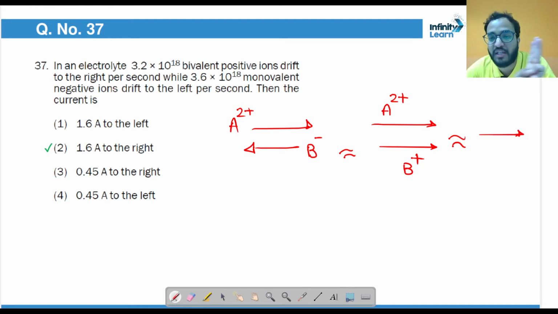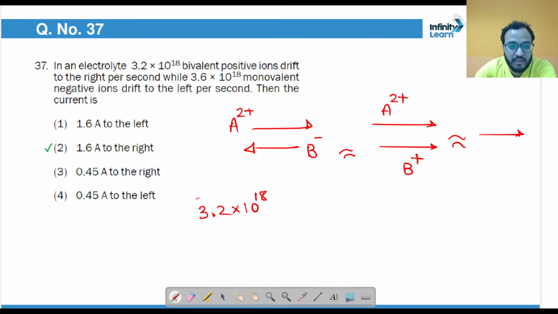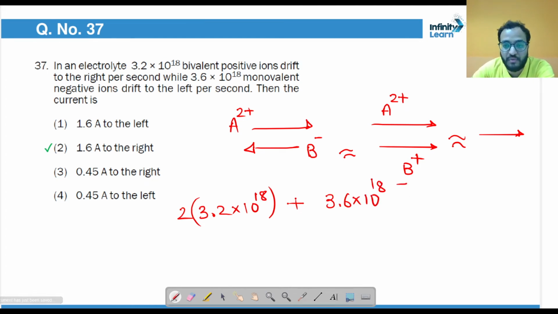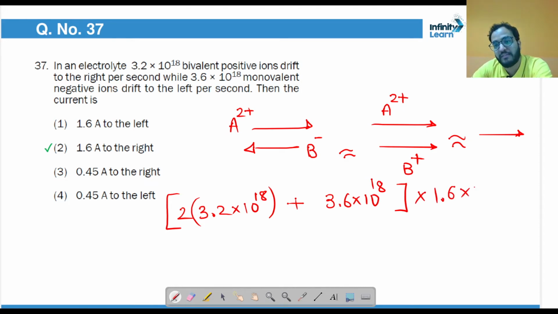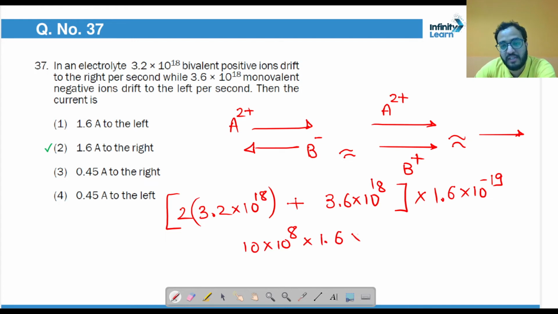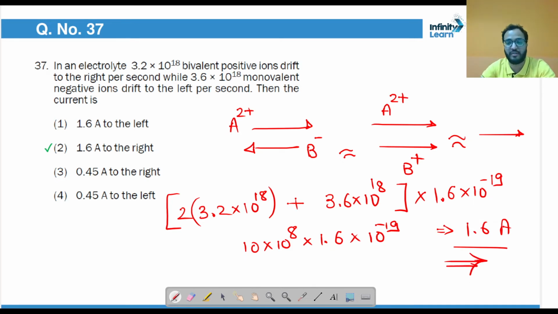That means positive charges are going in this direction. So let's say A2 plus, how many are they? 3.2 into 10 to the power 18 into 2, plus 3.6 into 10 to the power 18 in the same direction, multiplied by the charge of a single electron will give you the total current. Got it? So 6.4 plus 3.6 is 10 into 10 to the power 18, into 1.6 into 10 to the power minus 19. So it is 1.6 amperes towards right. Got it?